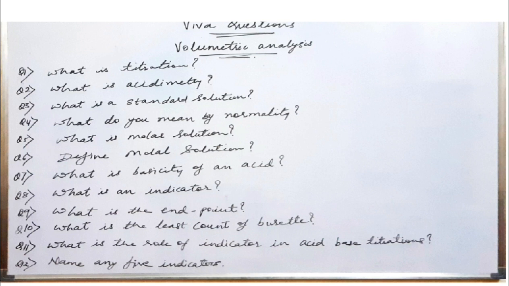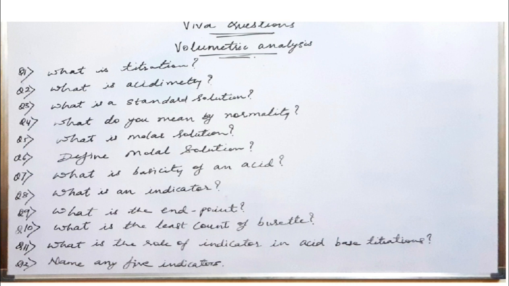In the case of microburettes, however, the least count would be still lower. But in normal burettes which you use in your laboratories in daily routines, 0.1 ml is the least count. Next one, what is the role of an indicator in acid-base titrations? As we have already mentioned, indicators are basically substances, reagents whose solutions change color due to a change in pH. So it is used to detect the endpoint of the titration.